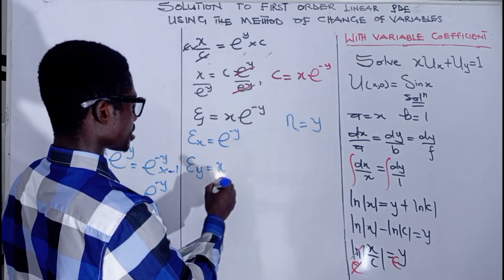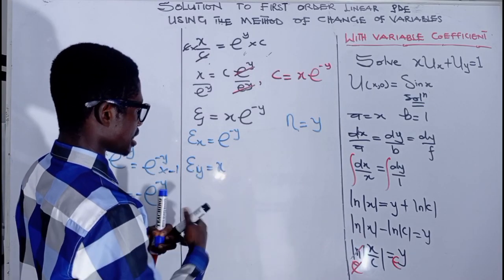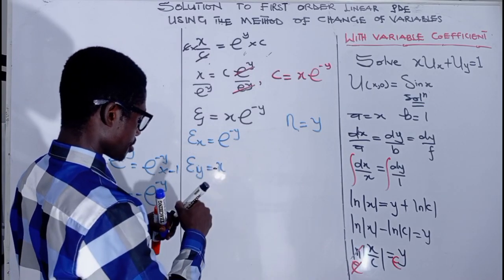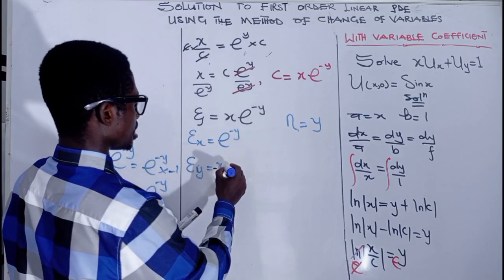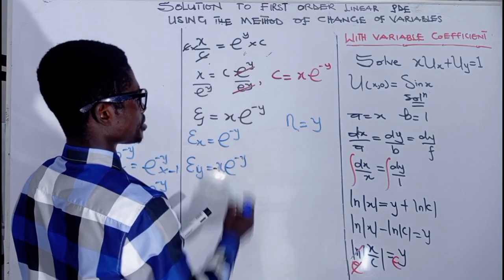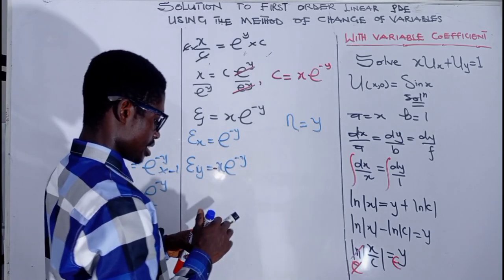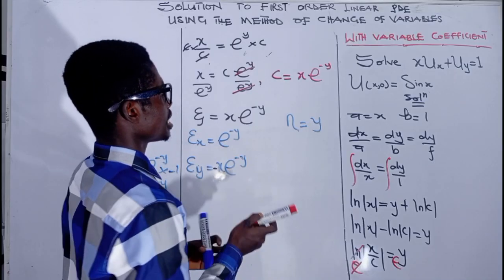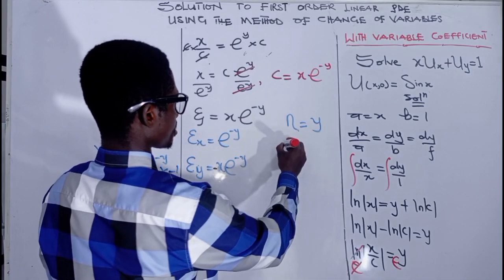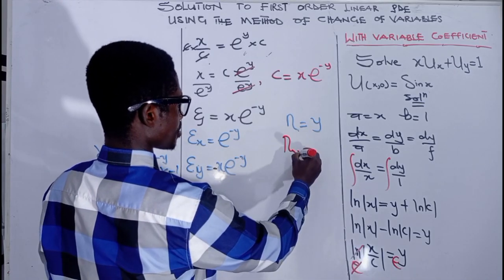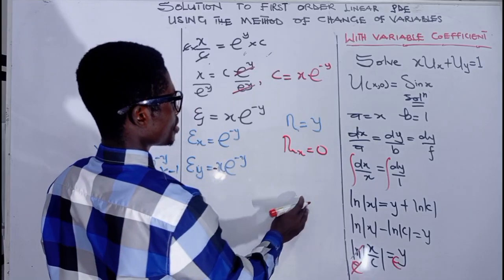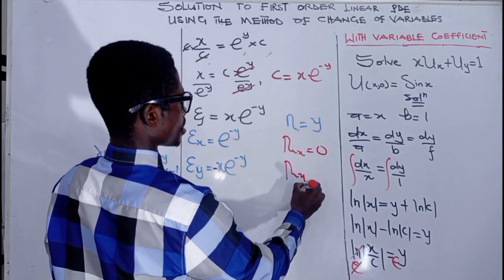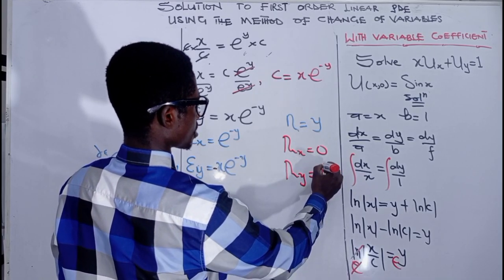So this is going to give us negative, let me bring the negative in front, and then e exponent negative y. Now let's move on to eta y. We take it with respect to x, that's going to give us 0, and then eta with respect to y, that's going to give us 1.